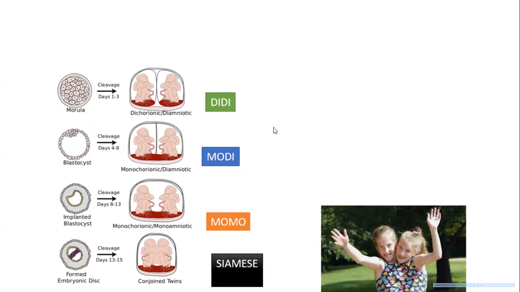Now you can see the sequence of how the mnemonic works. See, the first one is Didi, because dichorionic, diamniotic. Then Mr. Modi, monochorionic, diamniotic. Modi. Then third is monochorionic, monoamniotic, Momo. And more than 14 days, conjoined twins, Siamese twins, right? They have a joint like this. They look like this, right? So again, Didi, and then Modi and Momo, right?